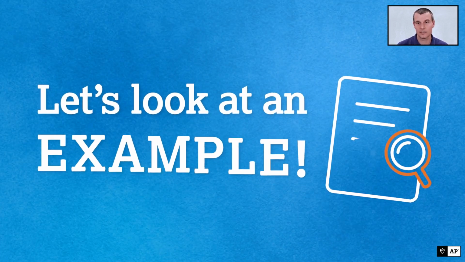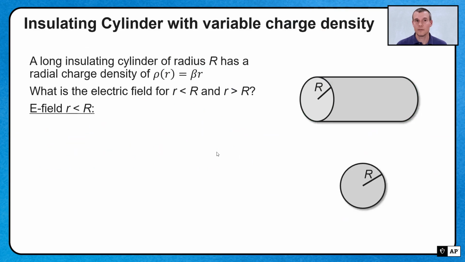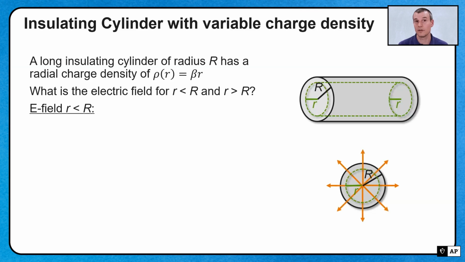So let's look at an example. This example here is an insulating cylinder. Once again, because it's an insulator, this makes it a little bit tricky, just because we don't have our E field inside cancel out to 0. It's going to be increasing as we go outwards.